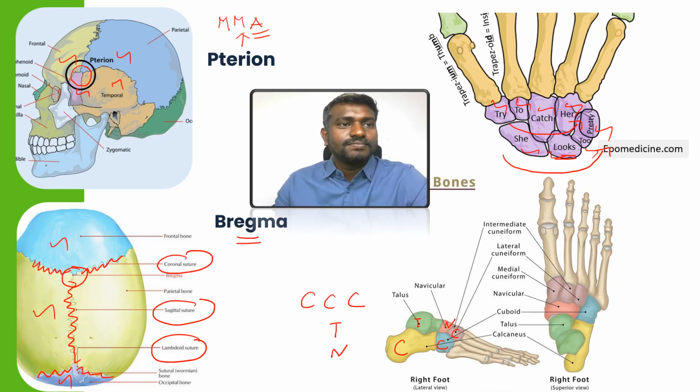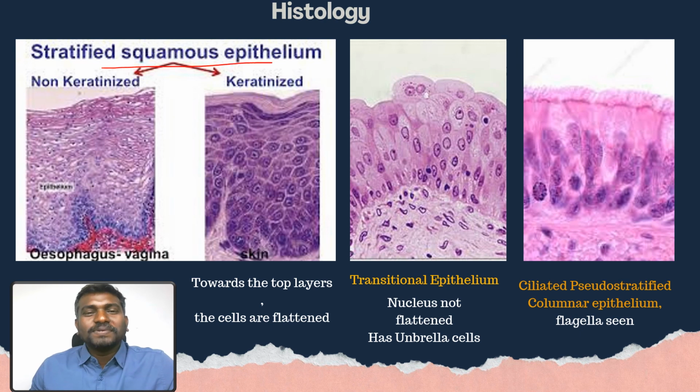Let's go. Let's look at the stratified squamous epithelium. They are further classified into keratinized and non-keratinized. In the keratinized one, the nucleus becomes more flattened as the cells go upward towards the top layer. Here we can hardly see the nucleus because they are flattened. Whereas in non-keratinized, we can still see the nucleus in the top layers. This is how we differentiate between the non-keratinized and keratinized. Non-keratinized is commonly seen in the esophagus and vagina, whereas the keratinized stratified squamous epithelium is seen in the skin.